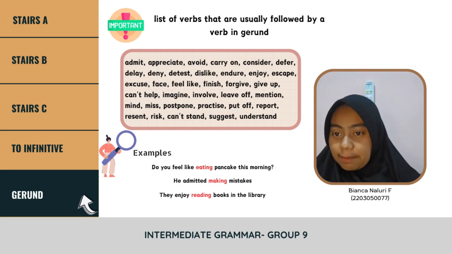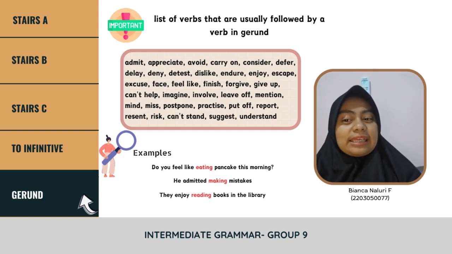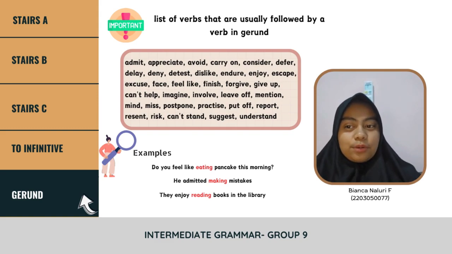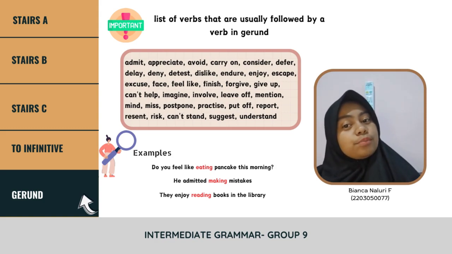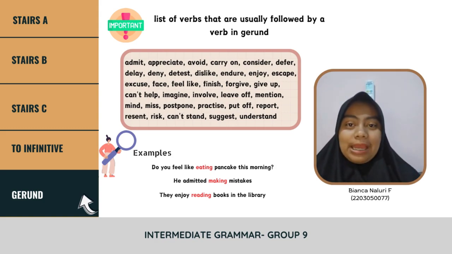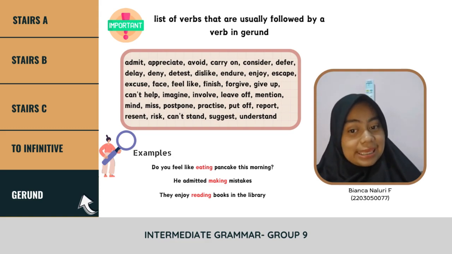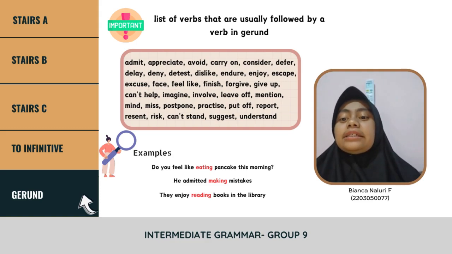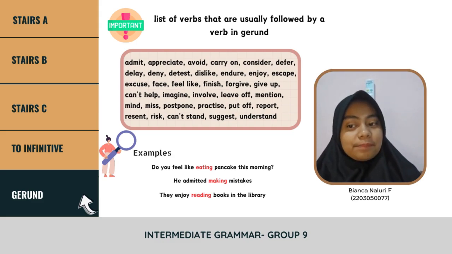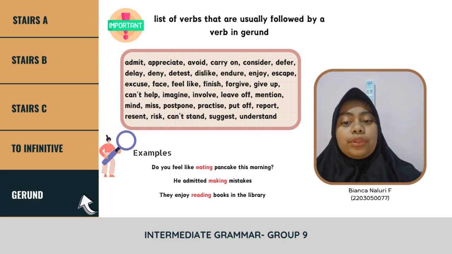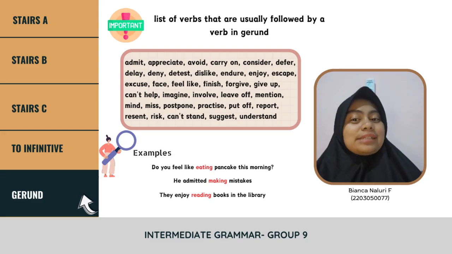I will give you other examples. First one is, do you feel like eating pancake this morning? So here is the word "feel like". After "feel like", it should be a gerund. Do you feel like eating pancake this morning? And the second example is, he admitted making mistakes. After the word "admitted", it should be a gerund, making mistakes. And the last is, they enjoy reading books in the library. After the word "enjoy", we put the gerund. Here I put reading. They enjoy reading books in the library.